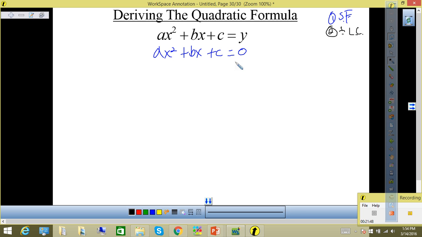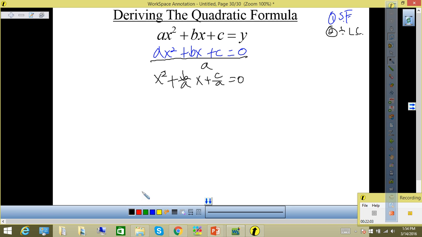Divide by the leading coefficient, which is what? A. So we divide the entire equation by A. So we're left with x squared plus b over ax plus c over a equals 0.